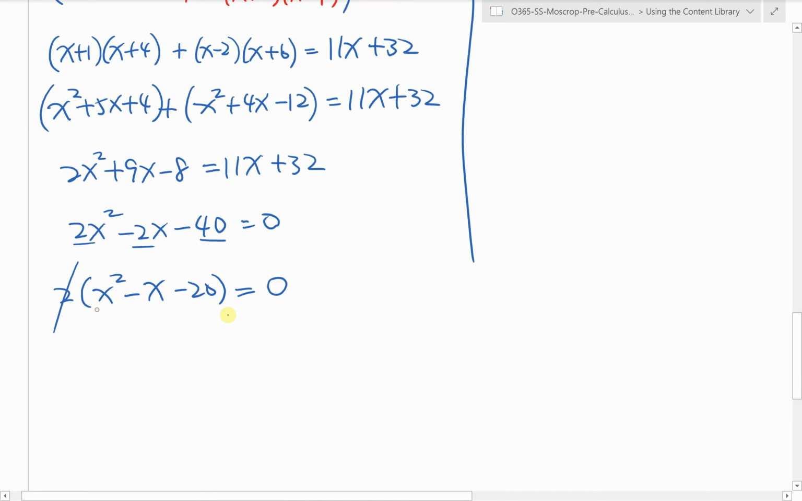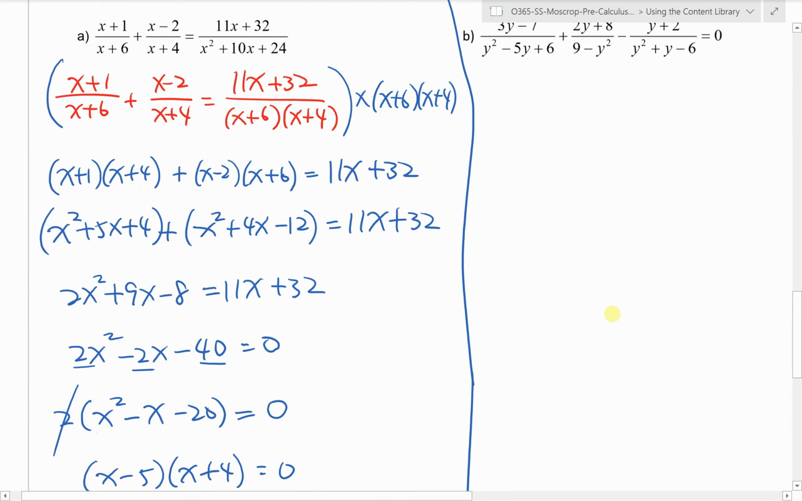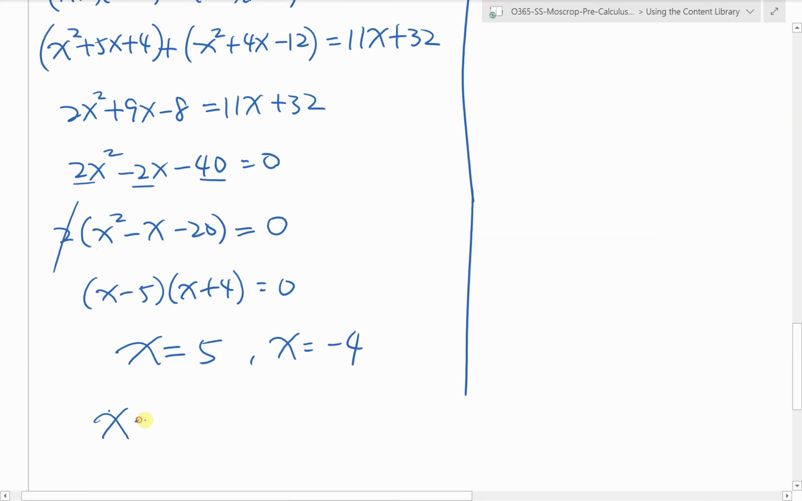Okay, so now we can factor this. You get x minus 5 times x plus 4. This is equal to 0. Finally, x equals 5, or x equals negative 4. And now we just need to check with the restrictions and see if we need to reject any of the answers. And it looks like we do.